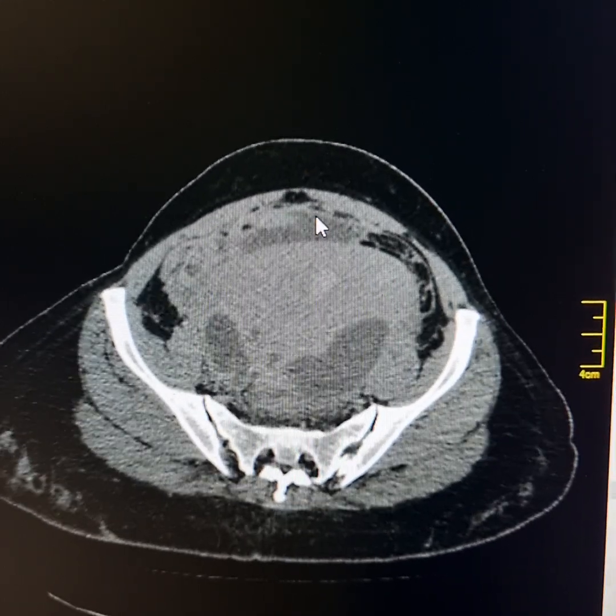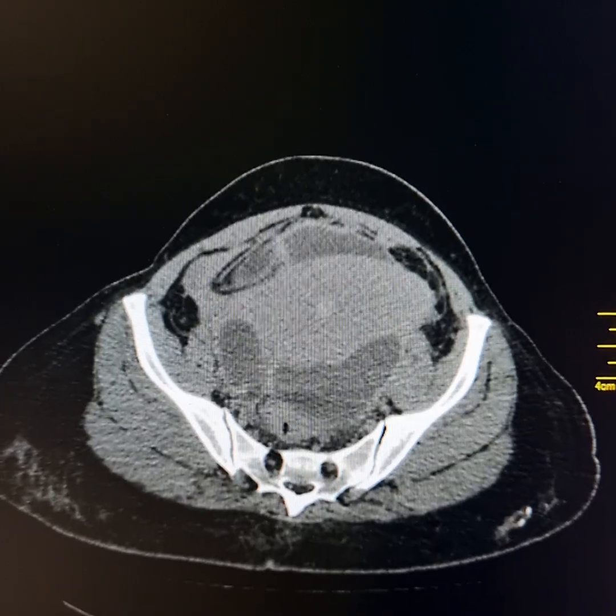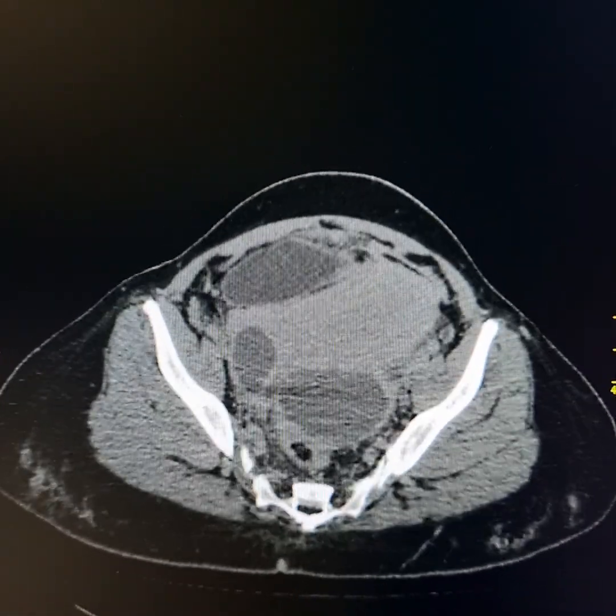This one collection here, abscess formation, another larger abscess in the pouch of Douglas extending bilaterally along the posterolateral surface of the urinary bladder.